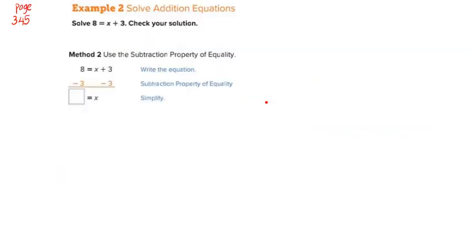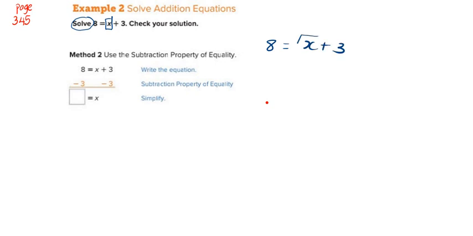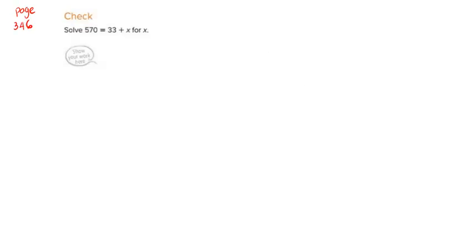Right, then moving on to the next page. Here you can see we are solving. Solve means to find the missing number, to find the solution. Here we've got 8 equals x plus 3, and we want to find x. You can do it in your mind because you want to know what number plus 3 is equal to 8. You can use the subtraction property, or you know 5 plus 3 is 8, so x must be equal to 5. Or you could have just said 8 minus 3 is 5. Okay, right, then moving on to the next question. This is also a check question on page 346.